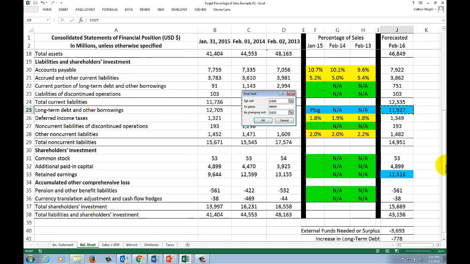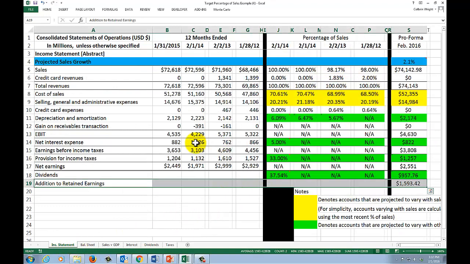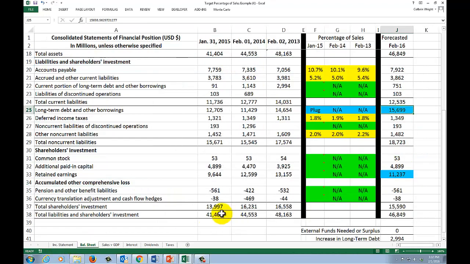long-term debt. Hit the enter button and it does a whole bunch of calculations, and you can see that we arrive at this debt figure of 15,699. You can see that that did change our interest, right? So our net interest expense went up. That lowered our net income, which lowered our addition to retained earnings, but it all balances.